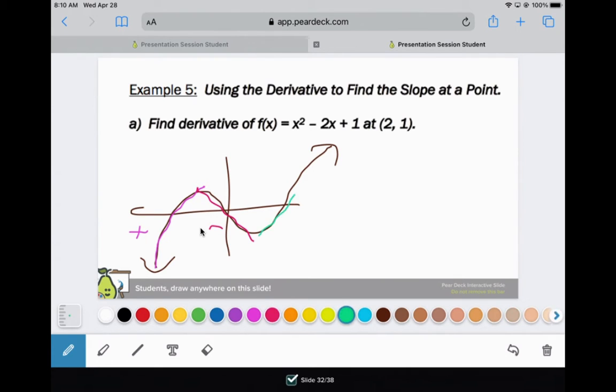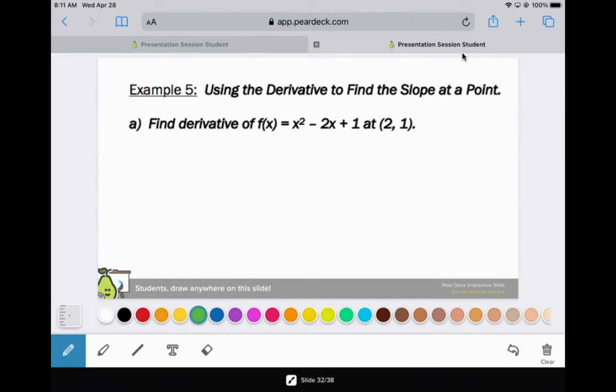Same thing over here. This is increasing, so my slope is going to be positive. And somewhere over here, at the vertex, the slope at that point right here is going to be 0 because that is the peak, right? So the slope is changing. The derivative gives you a tool to figure out what the slope is at a given point. And that's what we're going to focus on for the next example, okay?